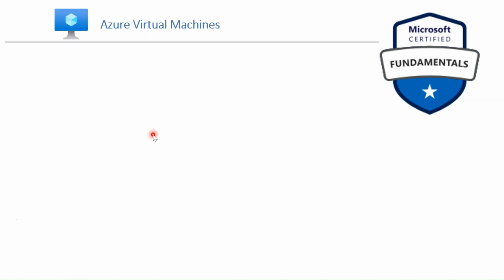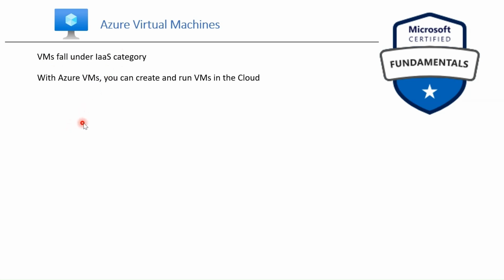So let's move ahead. Now let's look at the compute services that are available in Azure. Let's first talk about Azure Virtual Machine. VMs fall under the IaaS category. As we discussed in our previous videos, there are three categories of cloud services: IaaS, PaaS, and SaaS, and VMs fall under the IaaS category. With Azure VMs you can create and run VMs in the cloud.